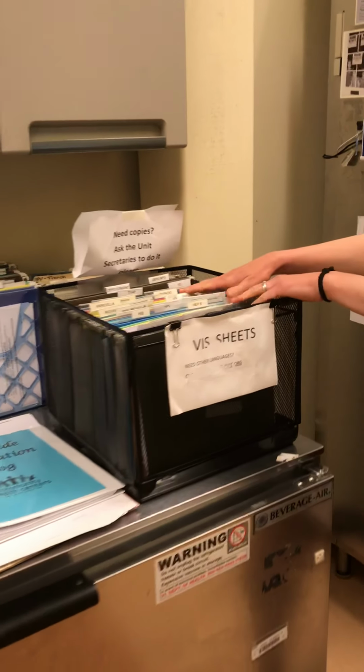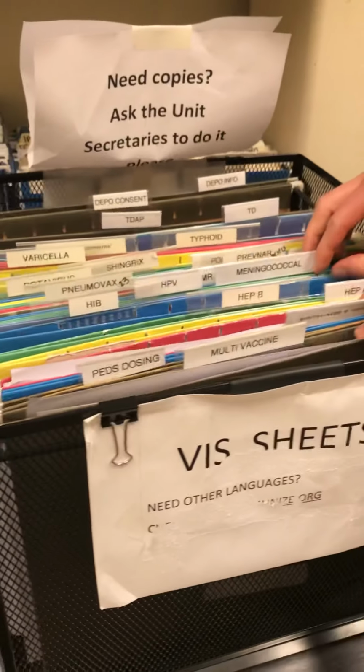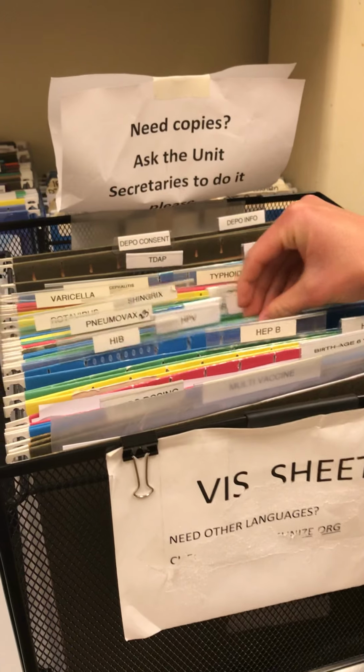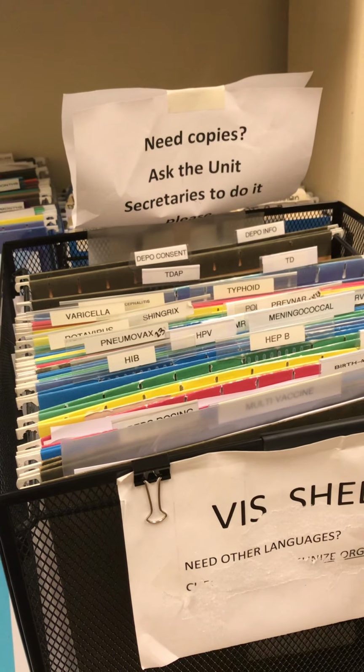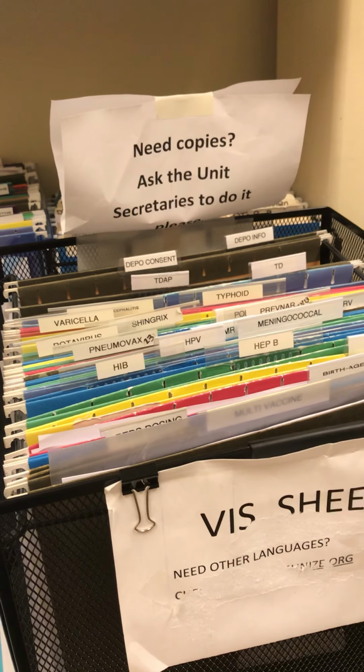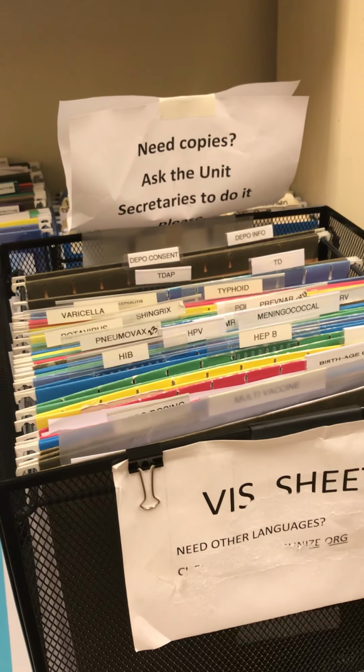Okay, let's have a tour of the med room. Over here we have our VIS sheets. This is what you're going to grab before you go and give the vaccine. So we have, for example, Hep B, Hib, HPV. You have to give one every single time you give a vaccine.